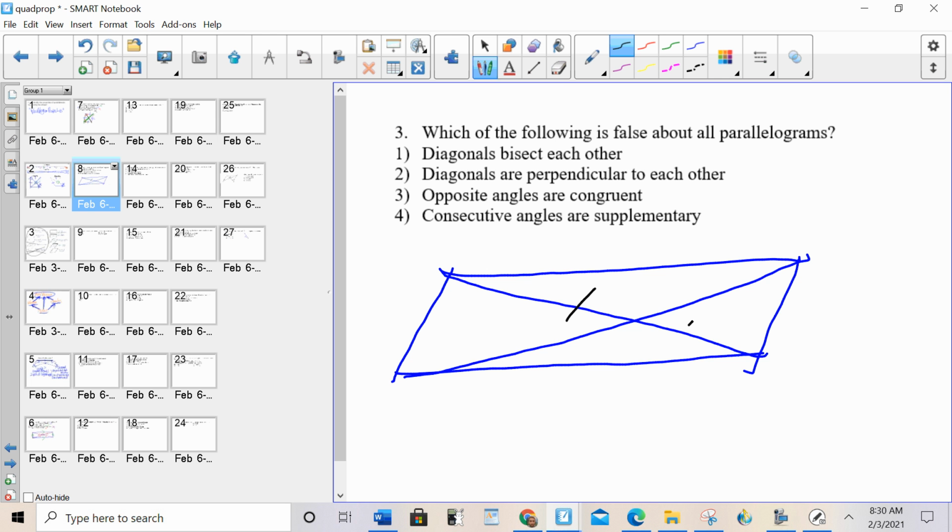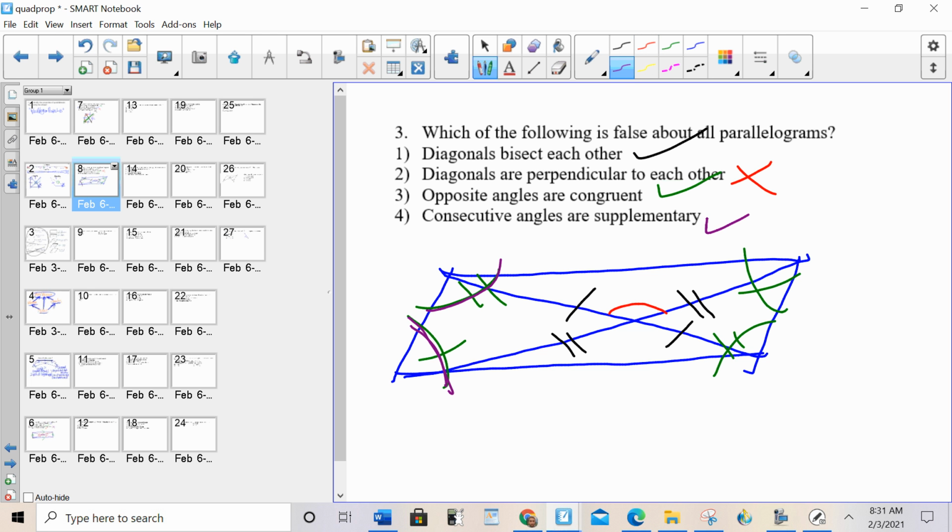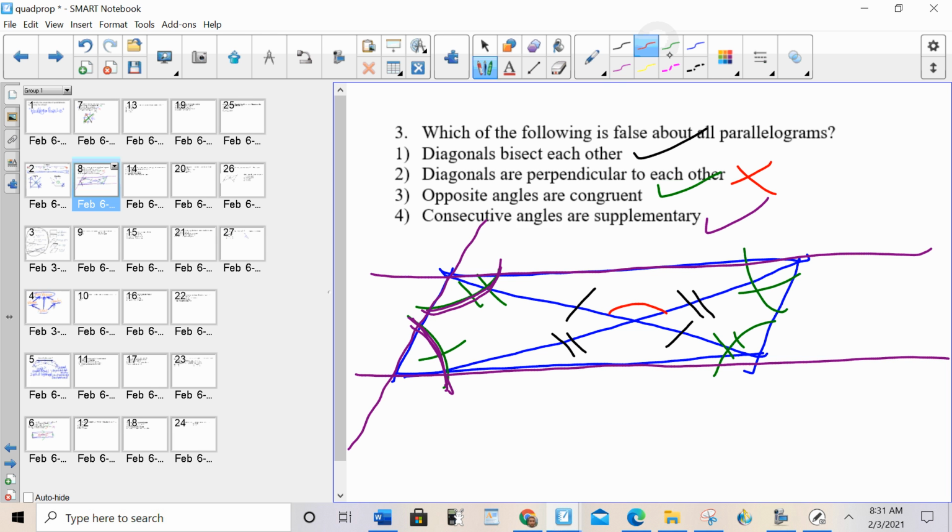Diagonals bisect each other. True. Diagonals are perpendicular to each other. Are the diagonals forming right angles when they meet? No. Opposite angles are congruent. Yes. Acute, acute. Yes. Obtuse, obtuse. Consecutive angles are supplementary. We talked about that one briefly. And yes, if you have an acute and if you have an obtuse, they're going to be supplementary. They're going to add to 180. Because within this shape, you have your parallel lines cut by a transversal. And remember, in that picture, if you have one acute and one obtuse, they add to 180. So which one's false?